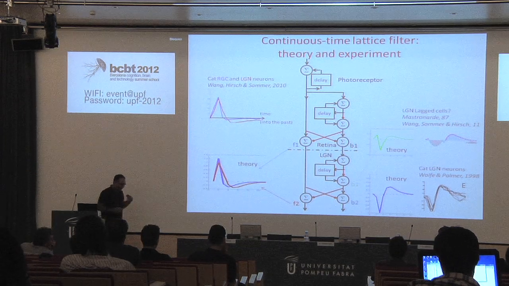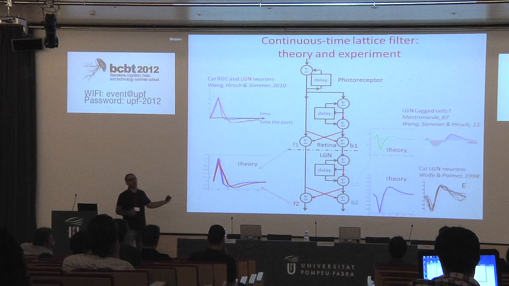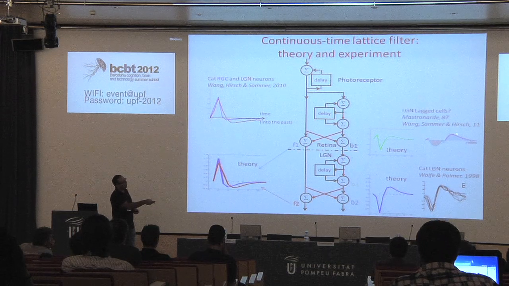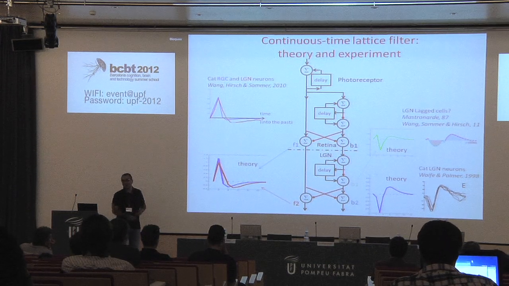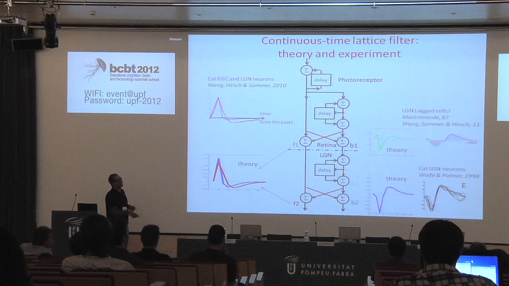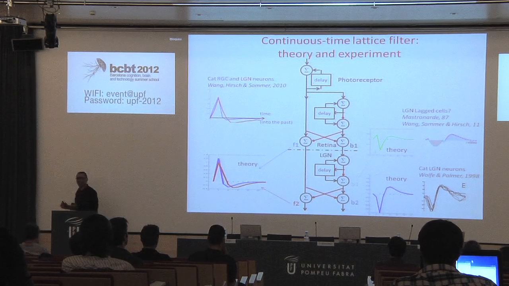And again, there is no universal and standard definition of lagged cells in the LGN. So different labs use different definitions. Everyone would call this kind of cell with this triphasic response a lagged cell. Whether this one is called lagged or not depends which lab you talk to.